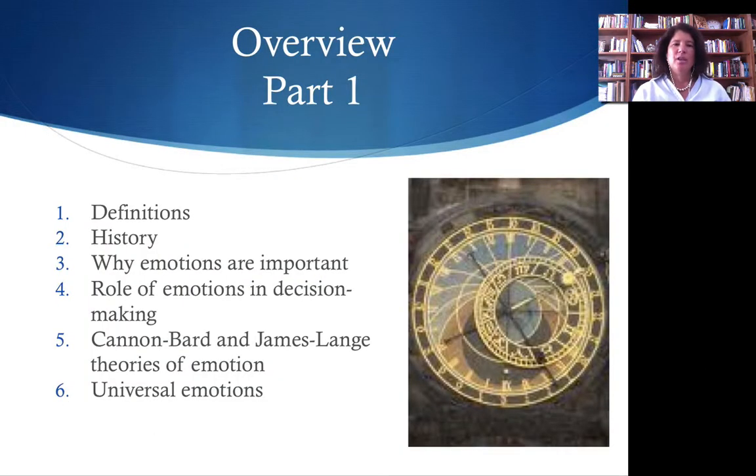To do this, we're going to start off with looking at some definitions of emotions, the history of the study of emotions, consider the role of emotions in all aspects of our lives, including key roles in decision-making, and then look at some key theories of decision-making that have been around for a few centuries, but still have influence today. And then we're going to consider the concept of universal emotions. Are there things that all people experience?